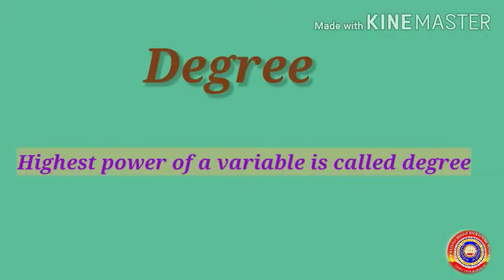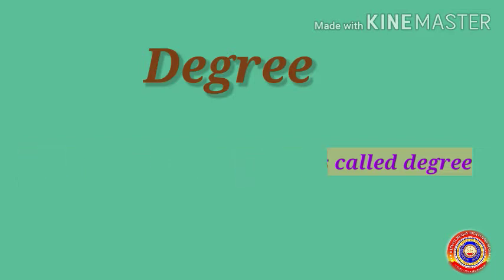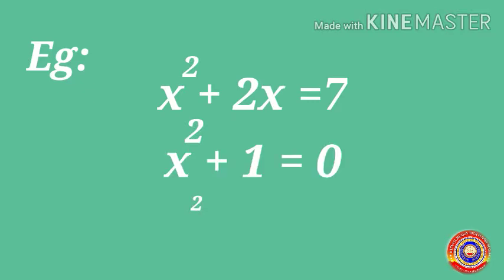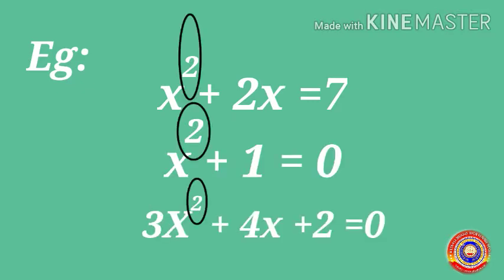In the given example, x is a variable. Next, what do you mean by degree? Highest power of a variable is called a degree. If the highest power of a variable in an equation is 2, such equations are called second degree equations. Example, x square plus 2x equal to 7, x square plus 1 equal to 0, 3x square plus 4x plus 2 equal to 0. Here, in each equation, the highest power of x is 2. Is it clear for you?